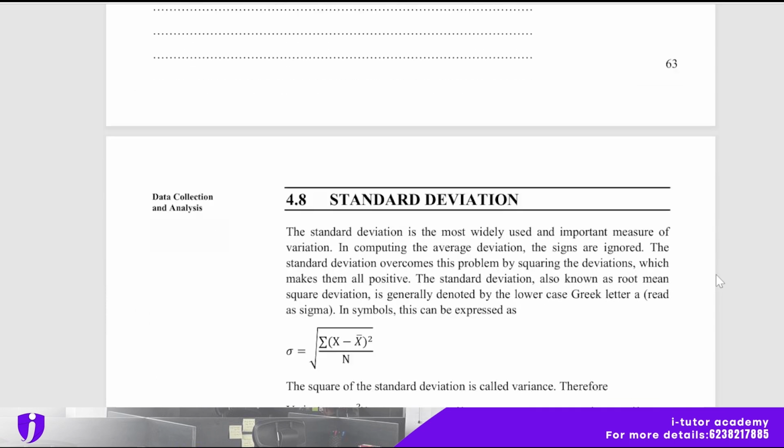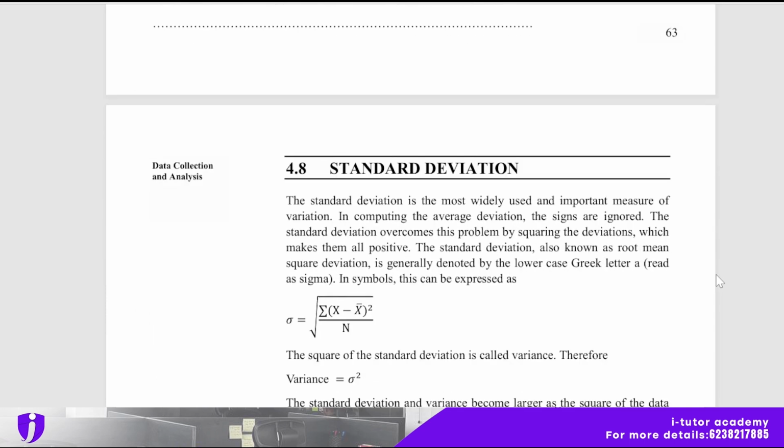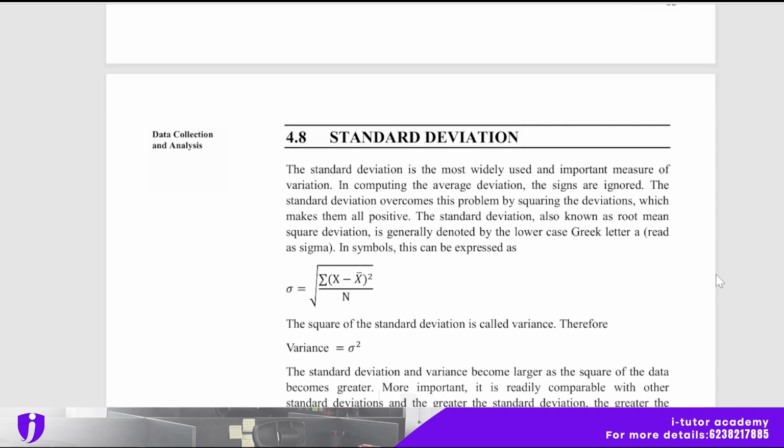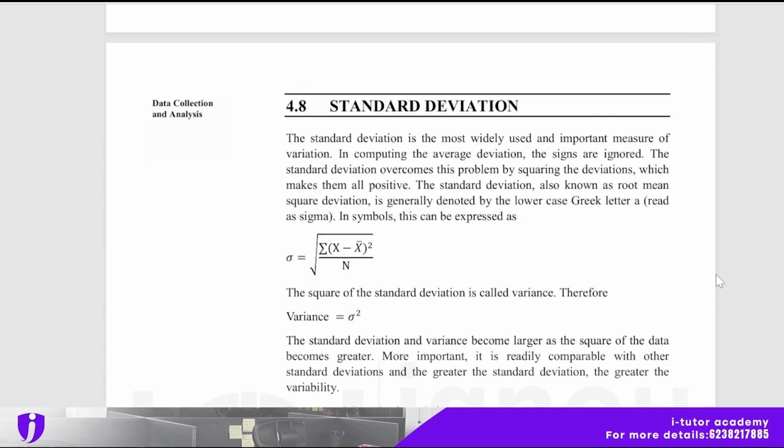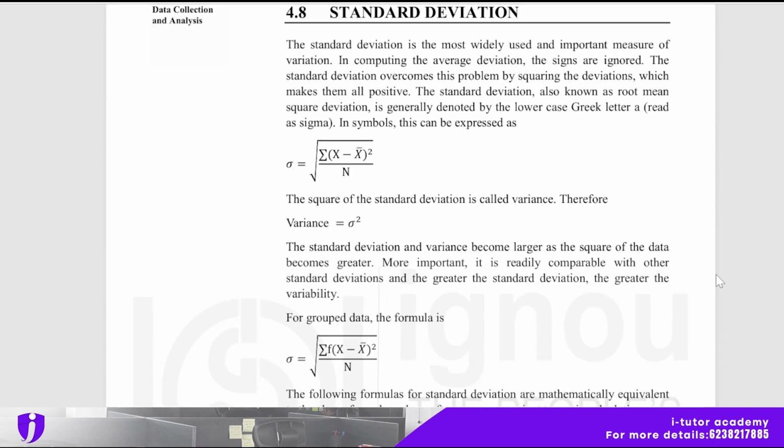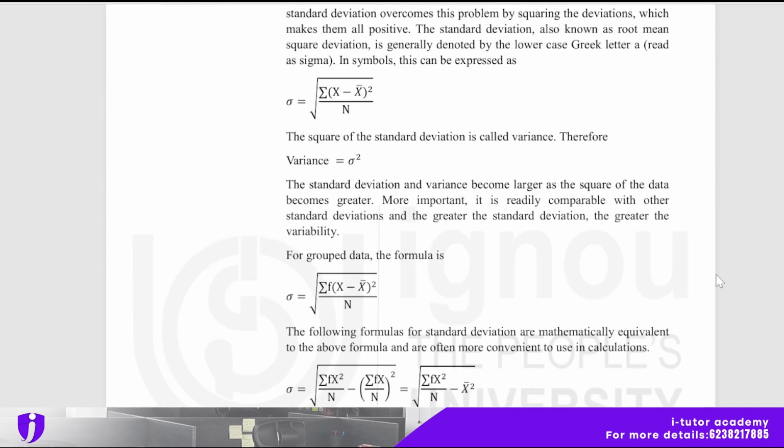Standard deviation: the standard deviation is the most widely used and important measure of variation. In computing the average deviation, the signs are ignored. The standard deviation overcomes the problem by squaring the deviations, which makes them all positive. The standard deviation, also known as root mean square deviation, is generally denoted by the lowercase Greek letter sigma. In symbols, this can be expressed here. Sigma is equal to, this is the equation for the standard deviation.